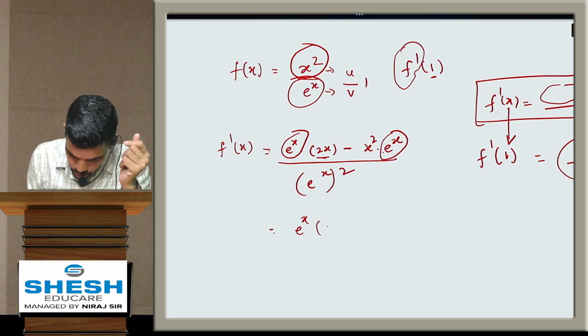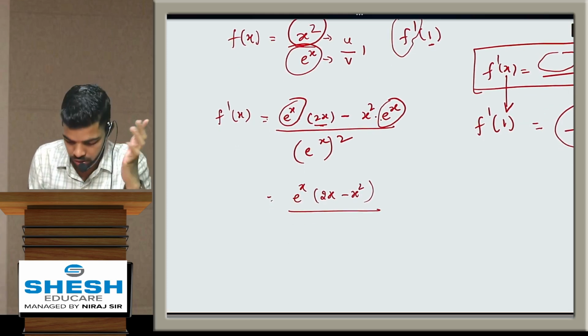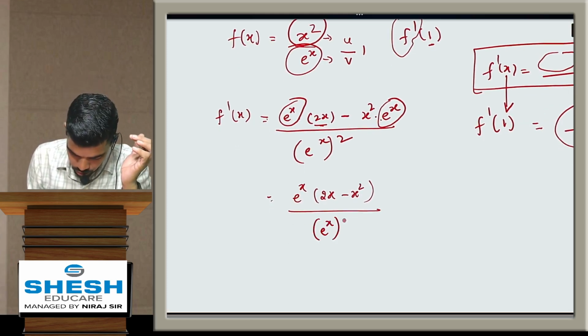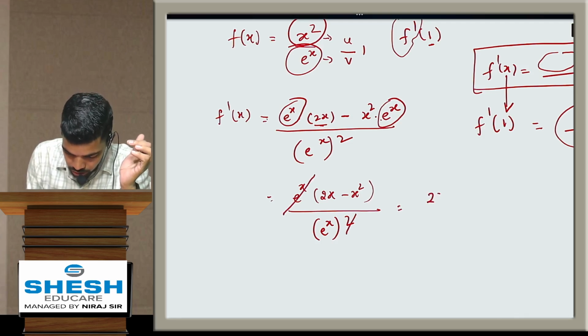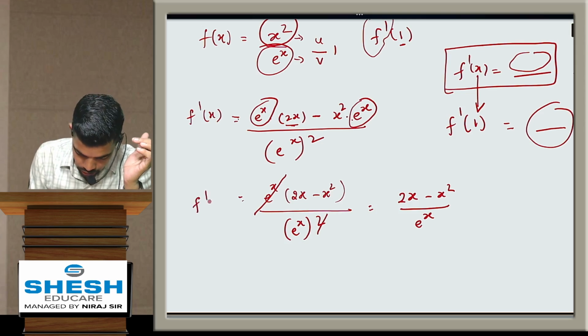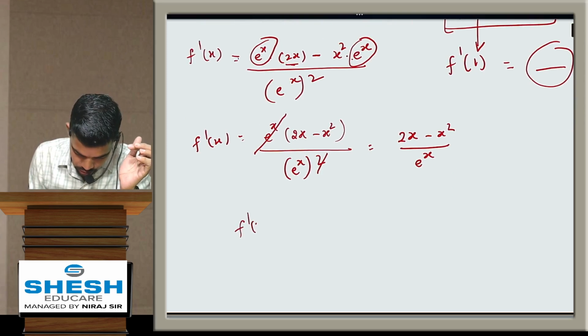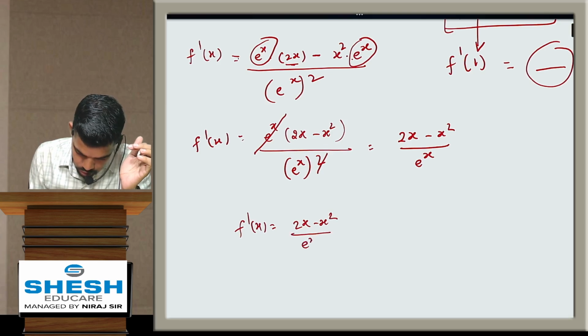यहाँ क्या बचेगा? 2x minus x square. We can take x also common, not an issue, the whole square. Now e raised to x और एक e raised to x क्या होगा? Cancel. 2x minus x square upon e to the power x. This is f dash of x. F dash of x is 2x minus x square upon e to the power x.